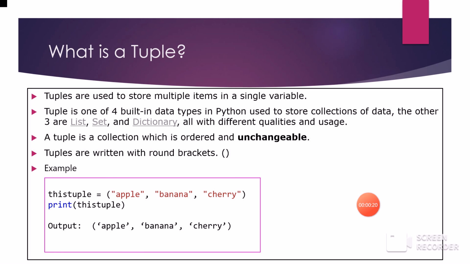A tuple is a collection which is ordered and unchangeable. We cannot change anything inside a tuple. Now, tuples are written within round brackets. In this example we can see this tuple is equal to apple, banana, cherry, and we print this tuple. So the output will be apple, banana, and cherry.